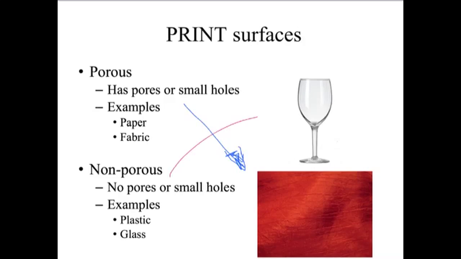And then non-porous is going to be things like glass, plastic, the surface of a desk or a table, metal, anything like that that is going to be very, very smooth. Obviously, of the two types, it would be best to get a print from a non-porous surface, because that's going to be the best transfer of a print. So usually in this case we're talking about latent prints, sometimes visible prints as well.